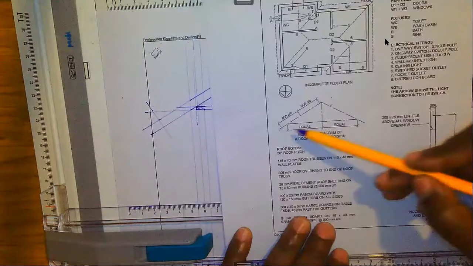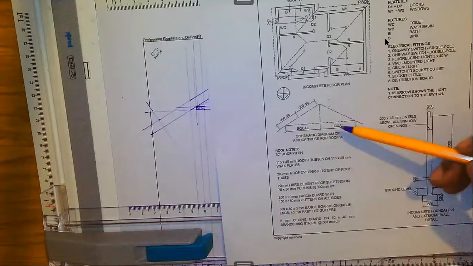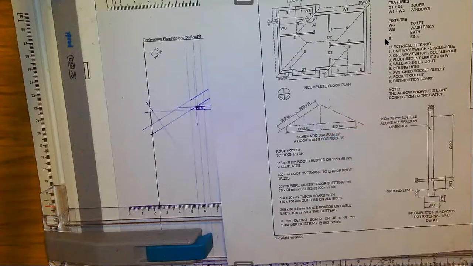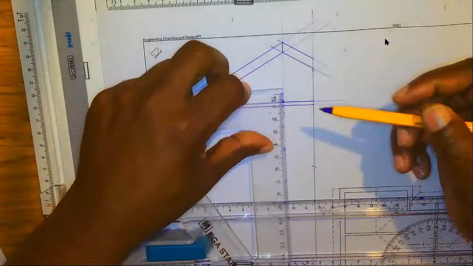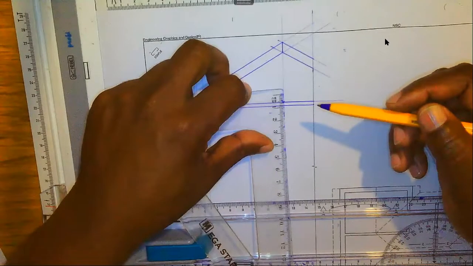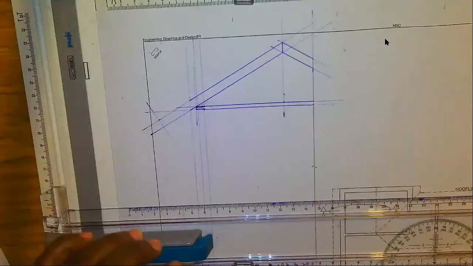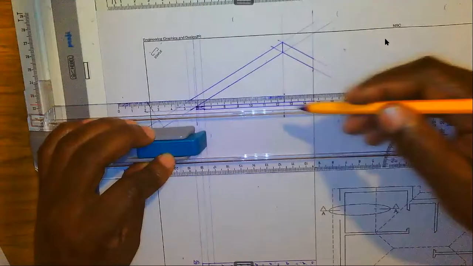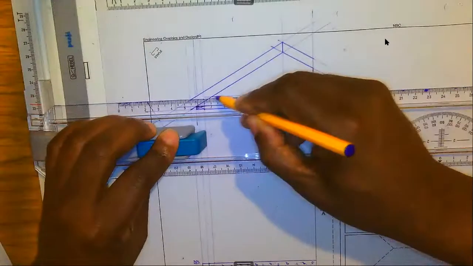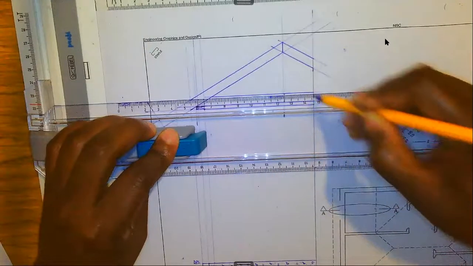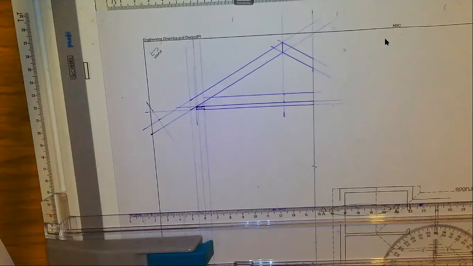draw all these members to scale. Remember, this is 115 in terms of the size. This is also 115 in terms of the size. This is also 115 in terms of the size. So I'm going to measure from here to there, that 6 millimeters that I talked about earlier on. Then from there, I can draw all the way like that. Once I've done this, you can outline like that. Now we have got the rafter in position.